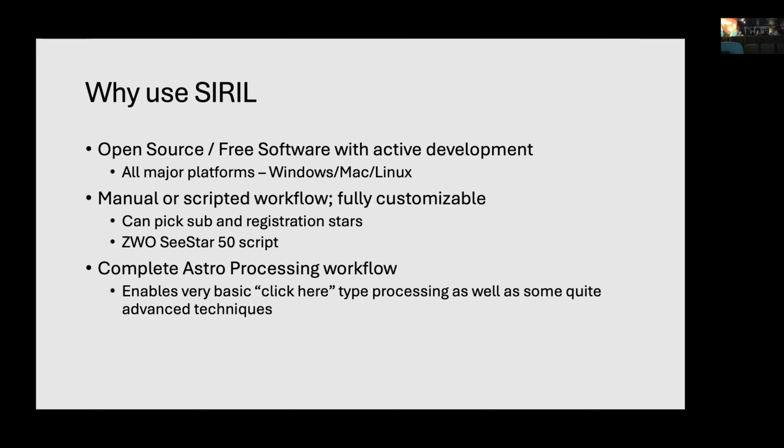So you can do a manual or scripted workflow, and I'm going to go through that in more detail later on. But just a couple of examples of what I mean by that: you can go through the stacking sub by sub and pick out your best sub, and you can pick the stars in that sub that you want to use for registration. You can configure a whole bunch of different parameters on the registration. I found that very helpful when I was first starting out with astrophotography, because, well, I still am kind of a newbie here, but a lot of my subs were of, let's say, medium to poor quality.